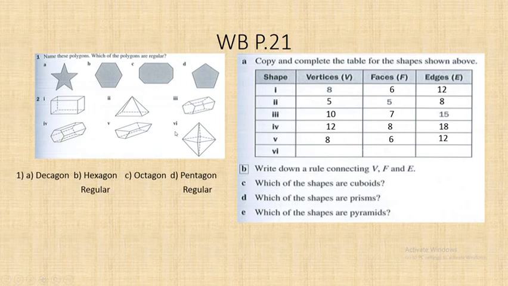For v, if you count, you will find out this shape is made of triangles, made of all triangles.